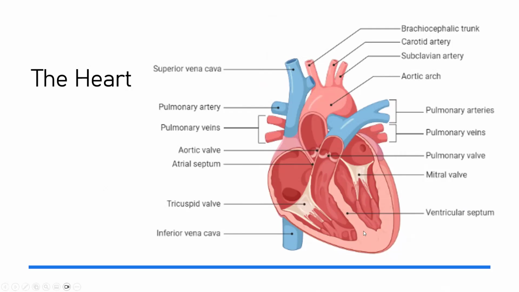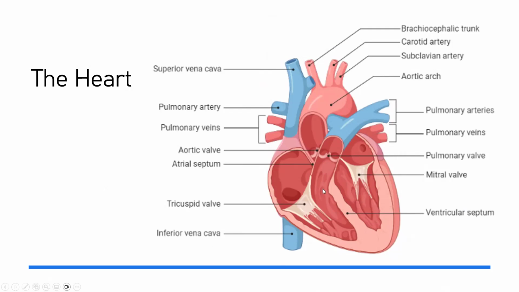You have a division down the center here. That is called the ventricle septum, or ventricular, sorry, septum. You also have, and it's kind of behind here, a septum that divides the atria from one another too, from right and left, and that is the atrial septum.